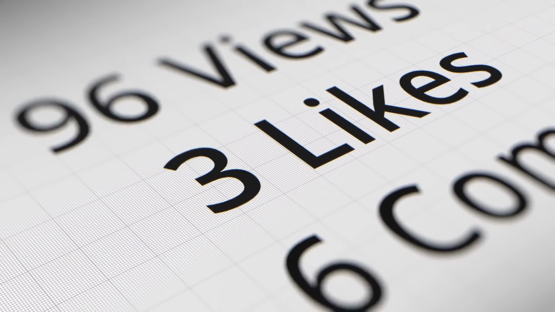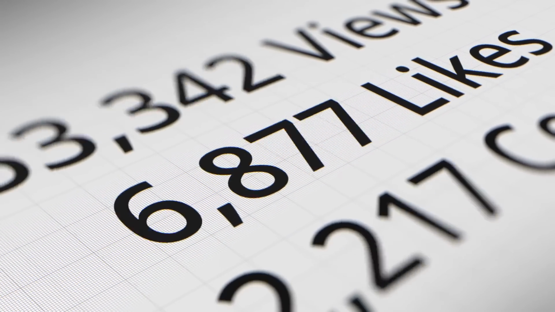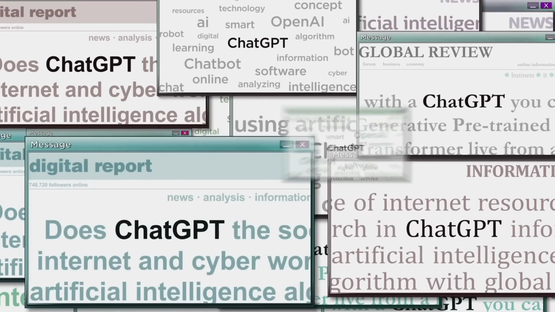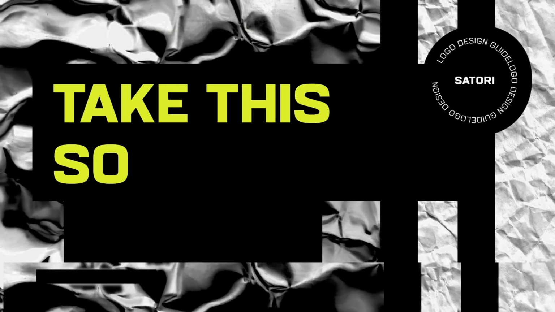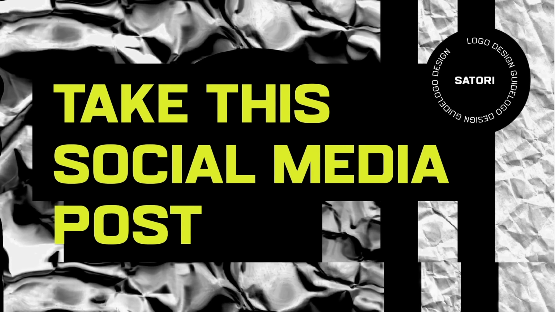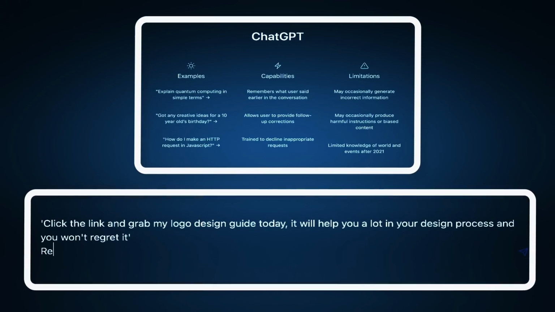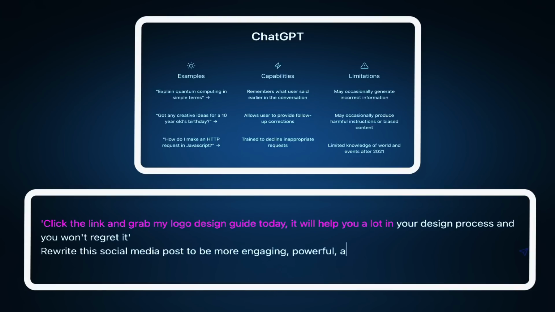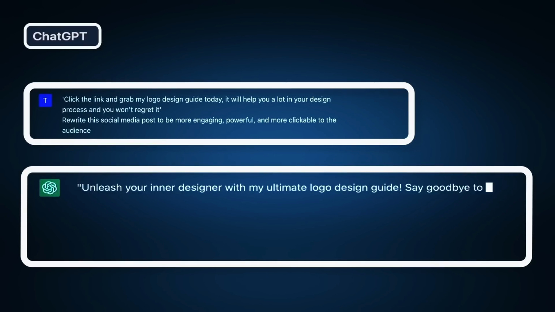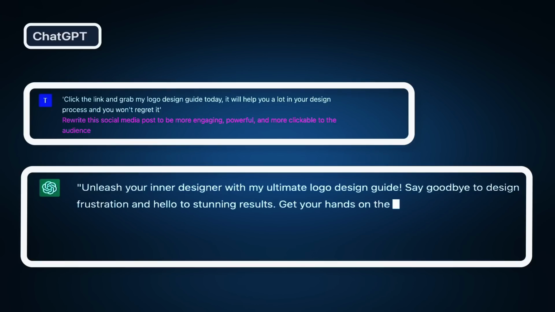Now, of course, you probably know that social media is a very good tool when it comes to marketing, and if you're not using it to your advantage as a designer, then you are probably missing out. But ChatGPT can really help us here in this situation. Take this social media post that would perhaps spread the word of my logo design guide. I've put the social media post in quotes. "Click the link and grab my logo design guide today. It will help you a lot in your design process and you won't regret it." That's okay, I guess.